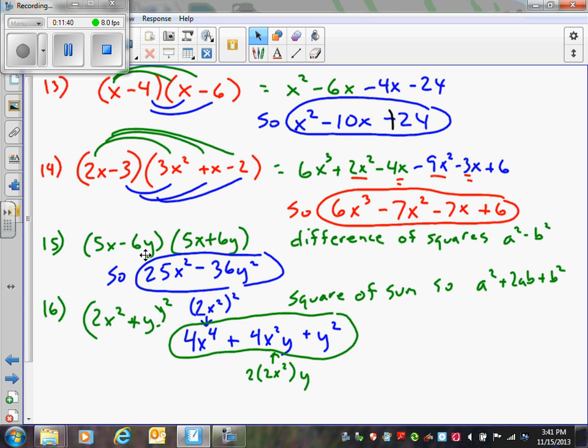And then I take my second term, 6y, and I square that. 6 squared is 36, y squared. 25x squared minus 36y squared is the answer.